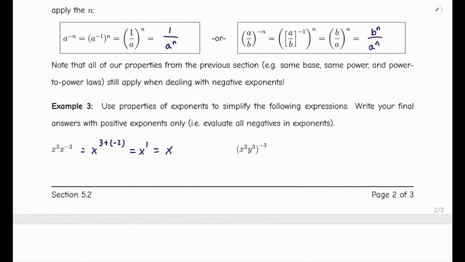Then I have x squared y cubed all to the negative third power. I'm going to do the negative exponent rule first. This becomes 1 over x squared y cubed, cubed. Then I'm going to use my distributive law, so this becomes 1 over x squared cubed y cubed cubed, which then becomes 1 over x to the 6th, y to the 9th.